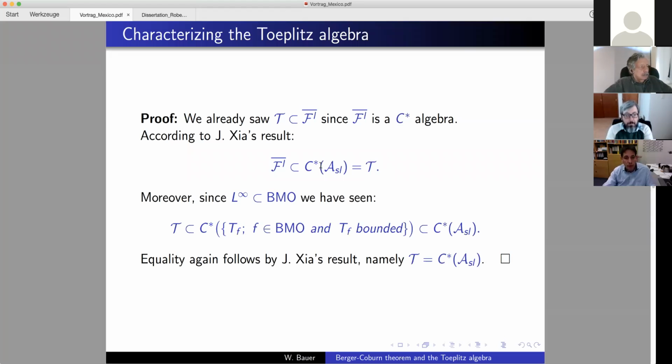And the other statement is the following. We know that L infinity is in BMO. So certainly the Toeplitz algebra is contained in the C-star algebra generated by Toeplitz operators with BMO symbols, TF bounded. And I just told you that such operators are actually sufficiently localized, so that C-star algebra is in here. And again, by Xia's result, we know that that one actually is the Toeplitz algebra. So also we have equality here at each place.